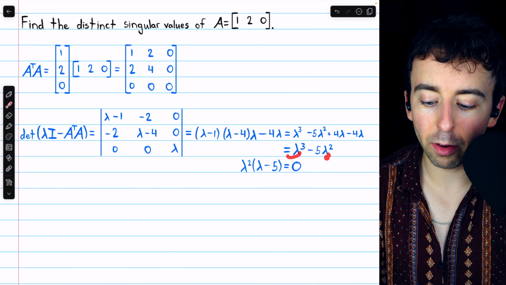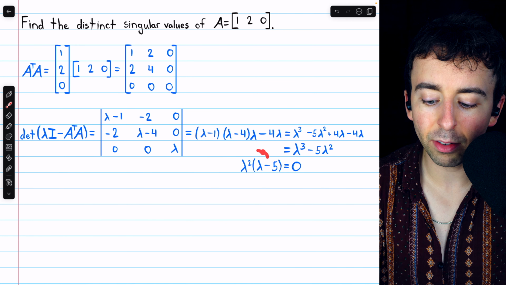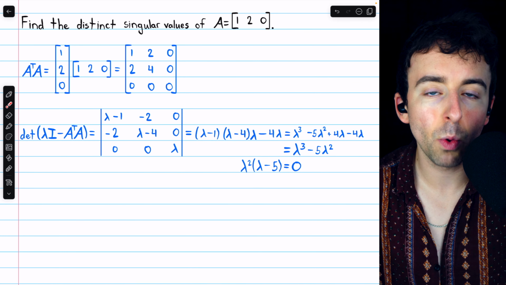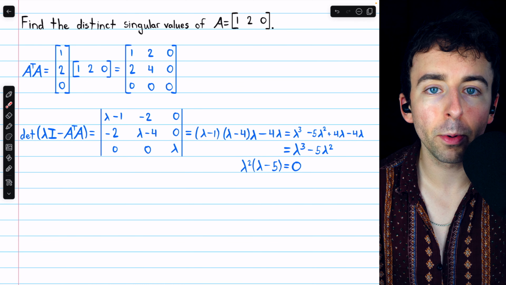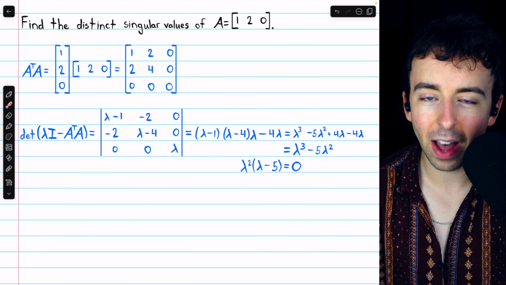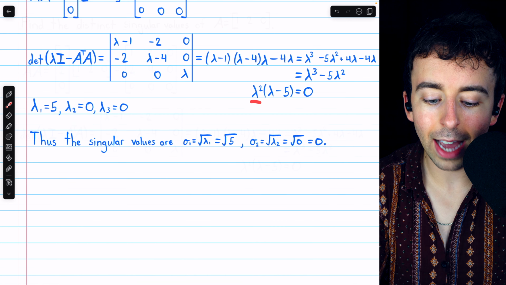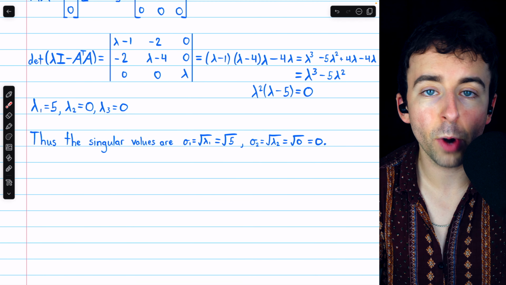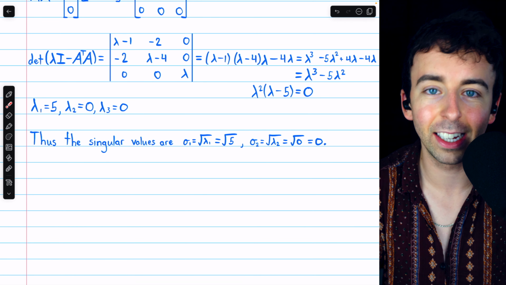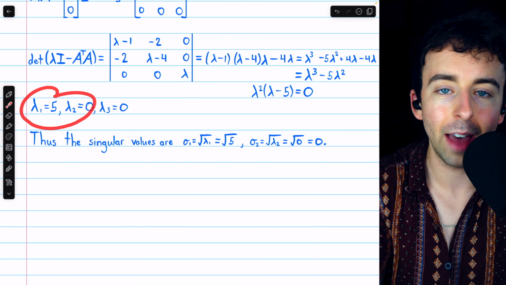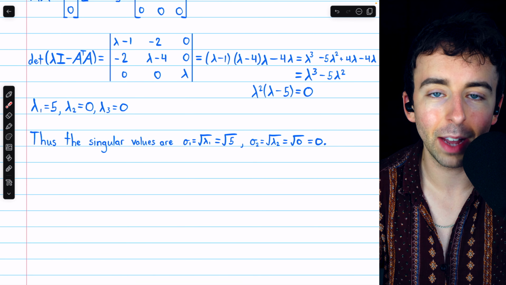Factoring lambda squared out of both of those terms leaves us with this factored form, lambda squared times lambda minus 5. And so by the zero product property, our eigenvalues are 5 and 0. So the eigenvalue of 0 will have an algebraic multiplicity of 2, and so we only have two distinct singular values coming from 5 and 0, those distinct eigenvalues.